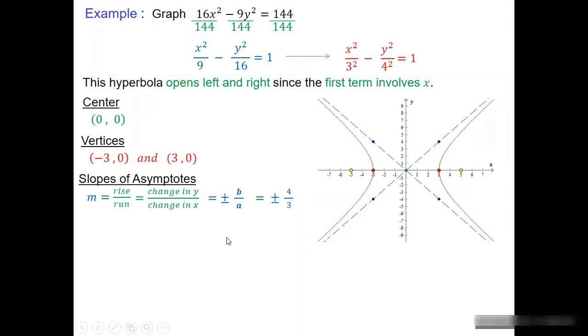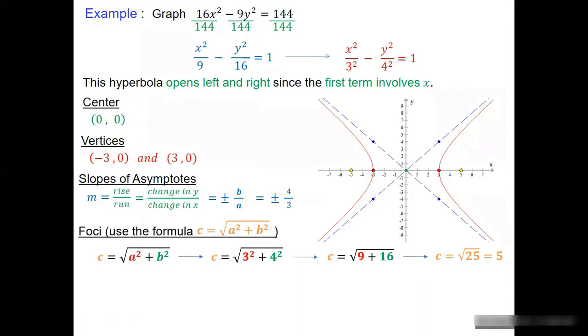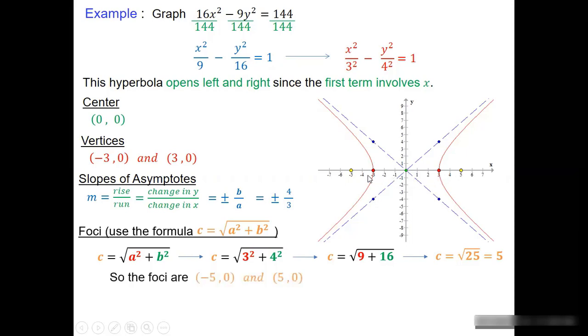Now we'd like to use the formula for finding the foci, which is c equals the square root of a squared plus b squared. Remember, a squared plus b squared is nothing more than just the denominators of x and y. So we're taking the square root of 9 plus 16, which is nothing more than the square root of 25. So that's why the c value is 5, which tells us how far to plot my focus from the center. Since the center is at 0, 0, I know that I'm going to be plotting one focus at 5, 0, and the other focus at negative 5, 0.